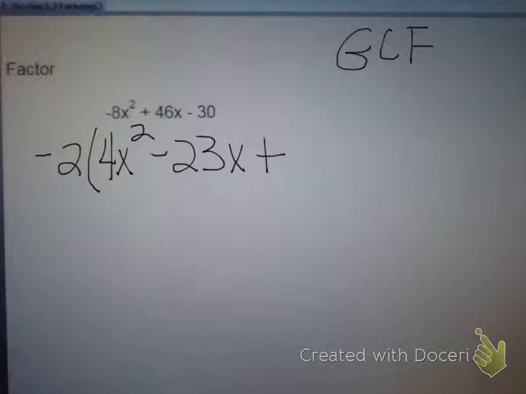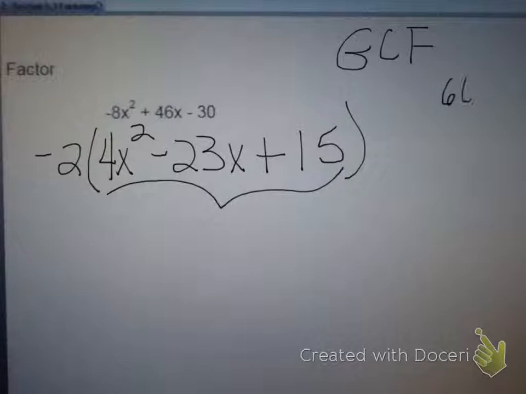And negative 2 goes into negative 30, positive 15 times. Now, I am just going to look at the 4x squared minus 23x plus 15. I'm going to ignore the negative 2 for just a moment. And I'm going to split the middle term by multiplying 4 times 15, and I get 60.